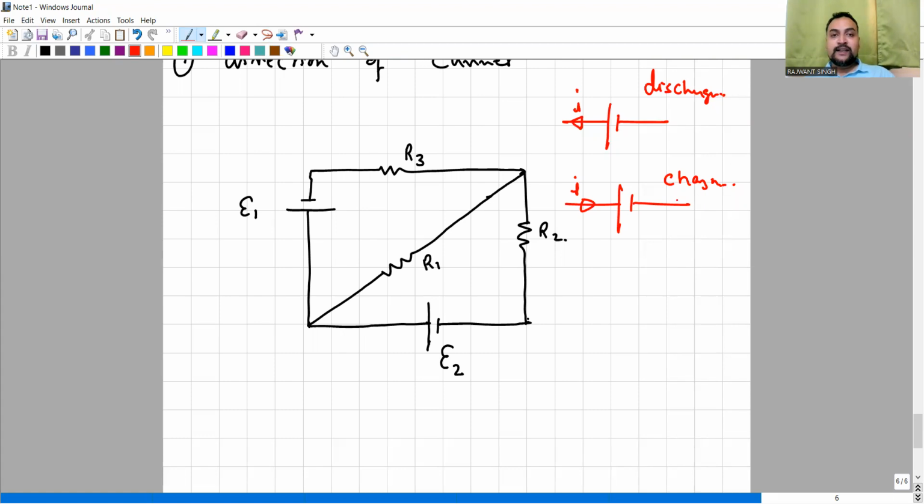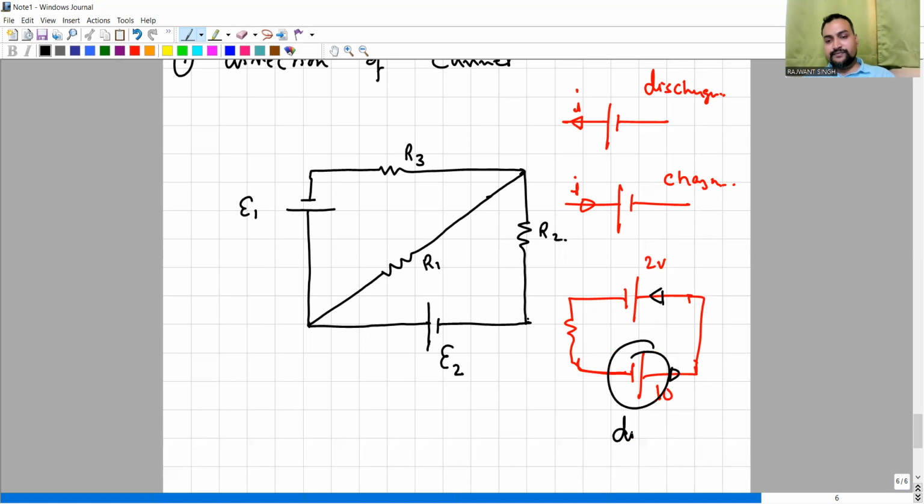Now, a cell can be charging or discharging. So if you put two cells like this with some resistance in between, and the EMF of this cell is, let's say, 2 volt and this is 10 volt. So very well here you can see that the current will come out from the 10 volt cell and it is going to enter the 2 volt cell through the positive terminal. In that case, this one becomes the discharging one and this will become the charging one.